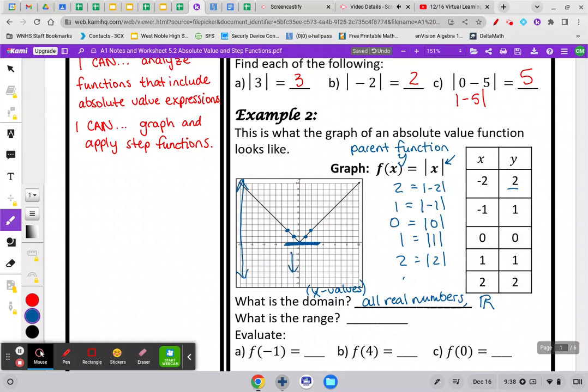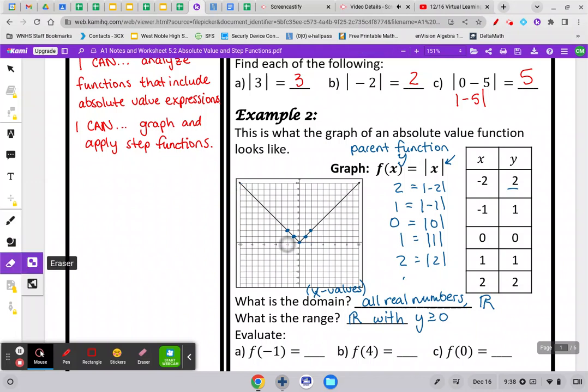So you can say all real numbers with y values greater than or equal to 0. Okay, you don't have any y values smaller than 0. They're all positive. So that is what your range is. There's other ways to write it too. That's only one way that you can write your domain and your range, specifically your range.